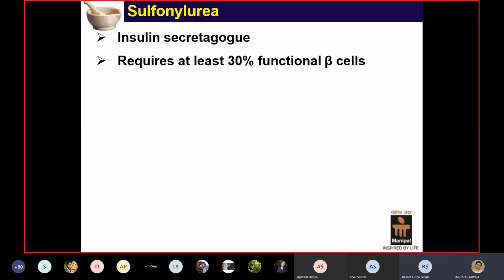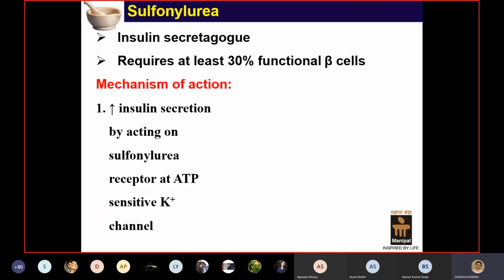Yes, beta cells are destroyed in type 1 diabetes mellitus. That is, there is no functional beta cell. For the action of sulfonylurea, you require at least 30% functional beta cells. So that is why sulfonylurea cannot be used. It is never used in type 1 diabetes mellitus. Now, how does it act?